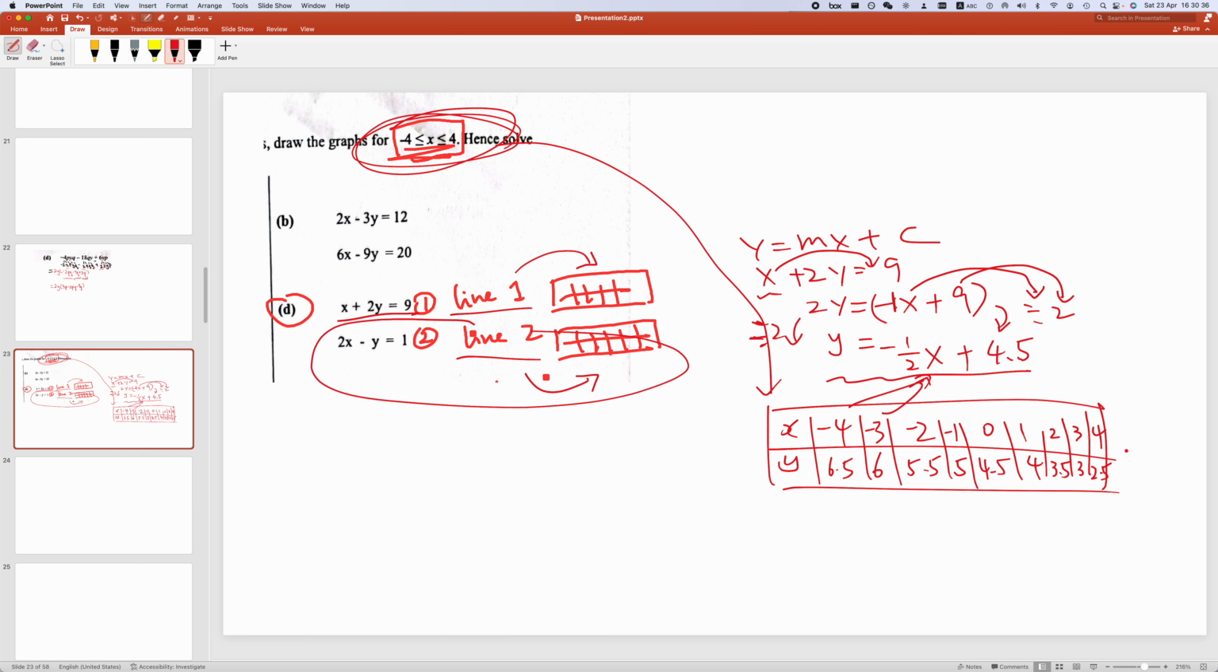1, 4. Use your hand. Both hands. This one go to 1. That one. Use 2. Bring it up. I think one point is wrong. 1 is 4. 2 is 3.5. Okay, very good, continue. 3 is 3. Okay, good.